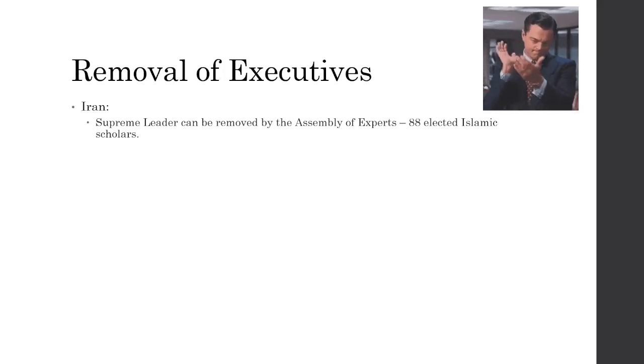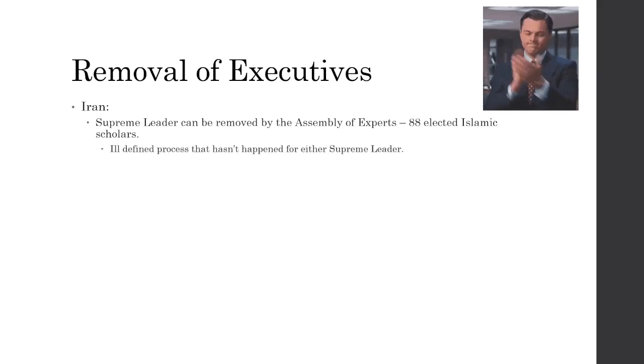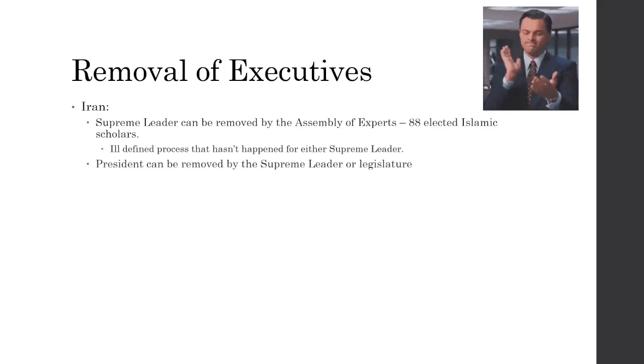So in Iran, the supreme leader can be removed by the Assembly of Experts, which is the same body that appoints them. There are 88 elected Islamic scholars. Now, this is an ill-defined process that hasn't happened for either supreme leader. There's only been two since the 70s when that role was implemented. But the president can be removed by the supreme leader or the legislator.